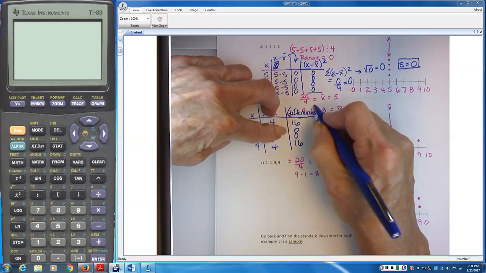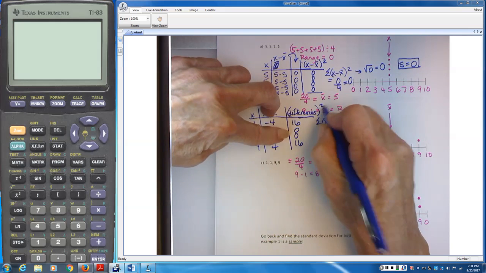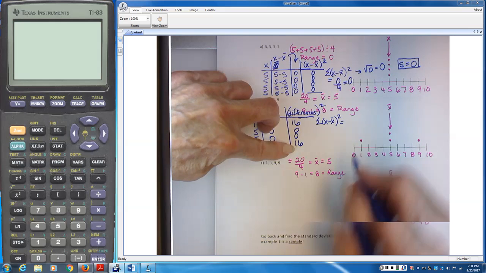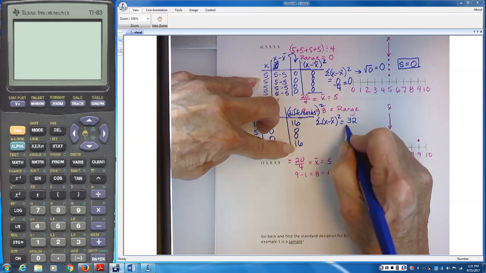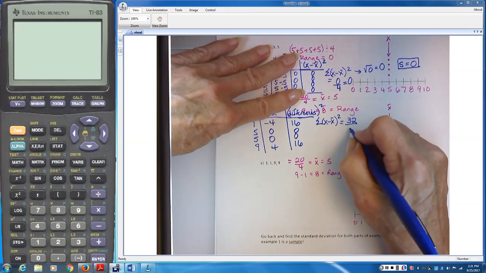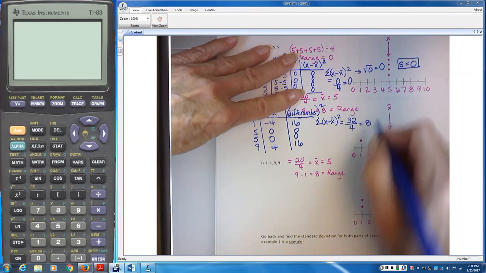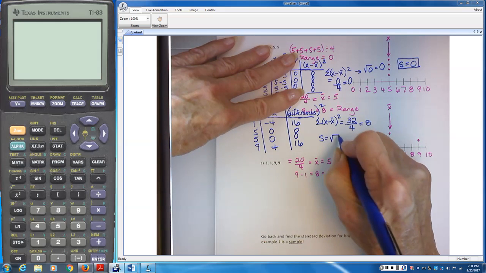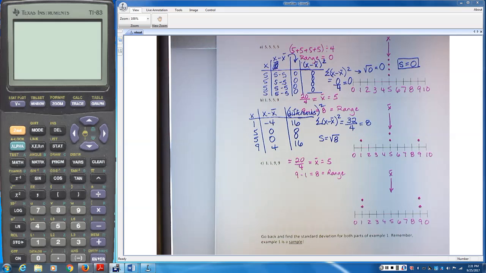So these are the squared differences, and then I'm going to add them up. 16 plus 16 is 32, plus 0 is still 32. 32 divided by 4 for 4 differences is 8. And then we take the square root to get s. So it's the square root of 8, and for that I want a calculator. And it's 2.828.